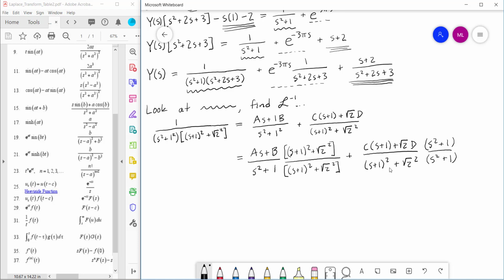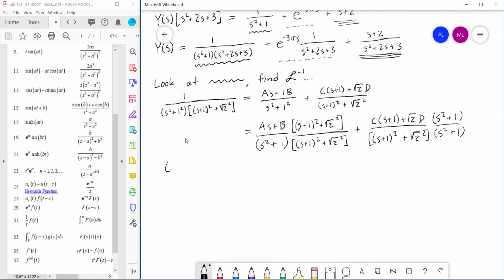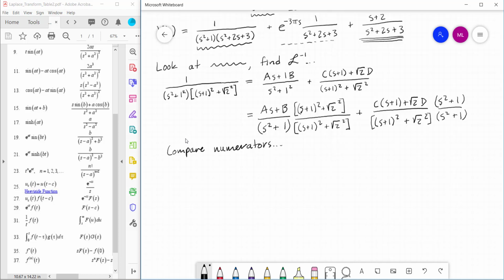Okay, now this denominator, to make it totally clear, this denominator and this denominator, they match, and they match the denominator over here. So we're just going to compare the numerators to try to solve for those 4 values, a, b, c, and d.